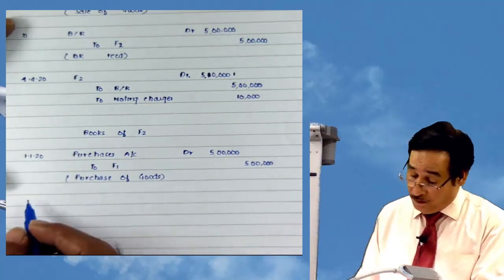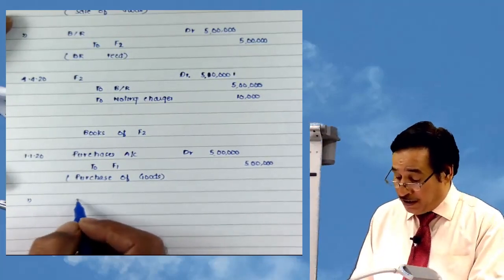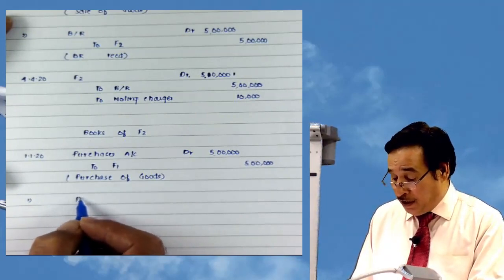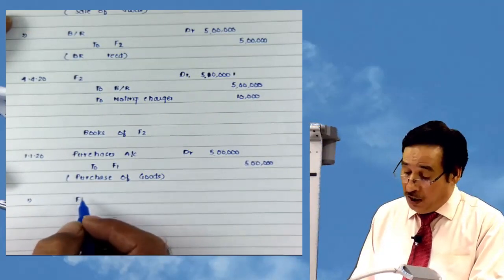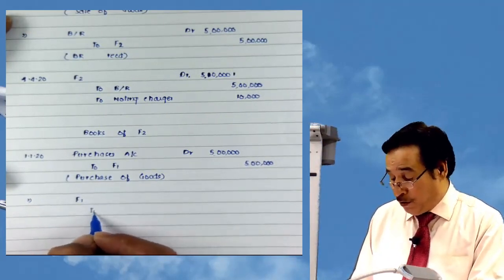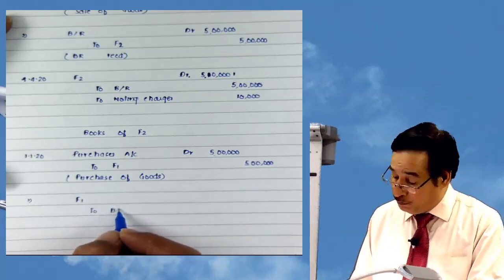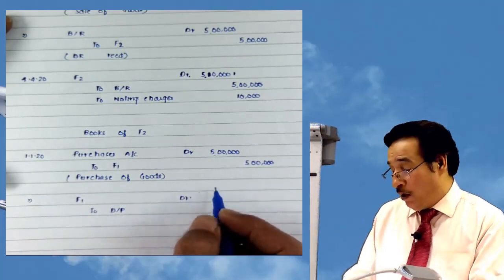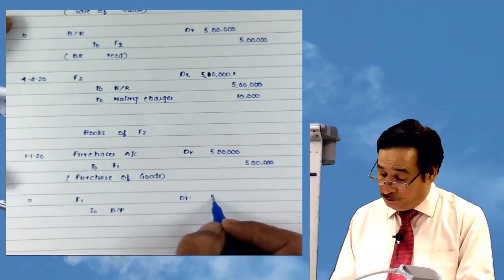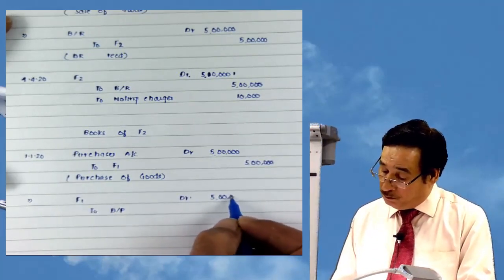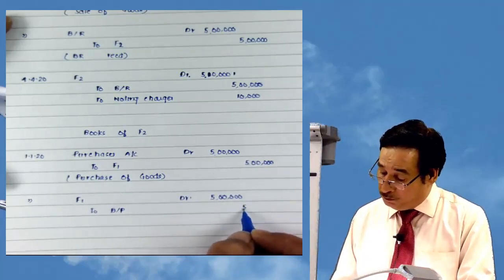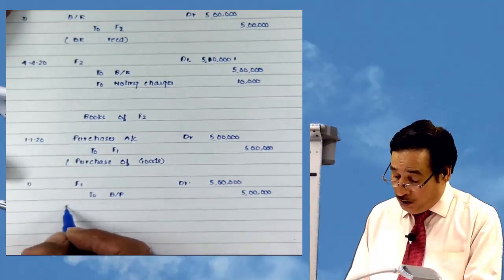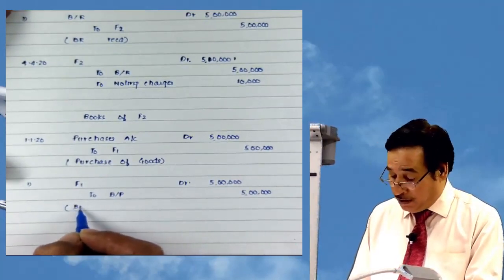Correct? On the same date, he accepts a bill. He accepts a bill means he signed the bill and returned it to F1. F1 account debit to bills payable account. That is 5 lakh. Bill accepted.